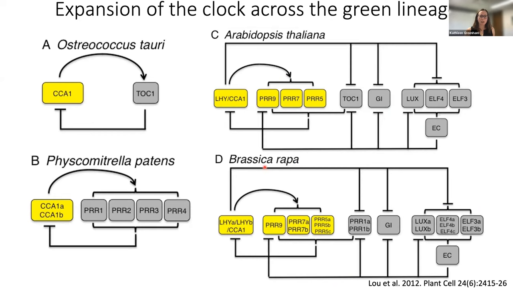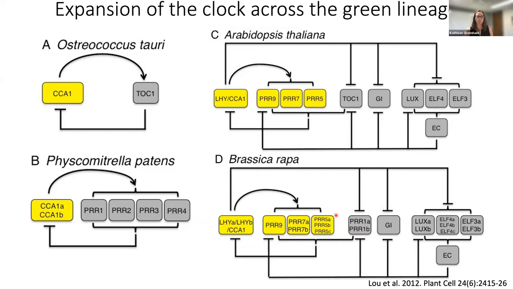Now we've heard about the clock network. And what I want to emphasize here, which is also covered in this focus issue, is that the circadian clock is expanded across the green lineage from a very simple two-component system in Ostreococcus shown here, where our day expressed genes are shown in yellow, our evening genes are in gray. And you can see as we move from moss, Arabidopsis and Brassica, this clock network has expanded. So we have a much more complex network of transcriptional translational feedback loops. But what I want to emphasize here is that in Brassica, we see that circadian clock genes have been preferentially retained in multiple copies, suggesting that they're functional and important for the plant. But also this sets up a stage where they could be providing new function or neofunctionalizing. And that's what we were interested in examining.